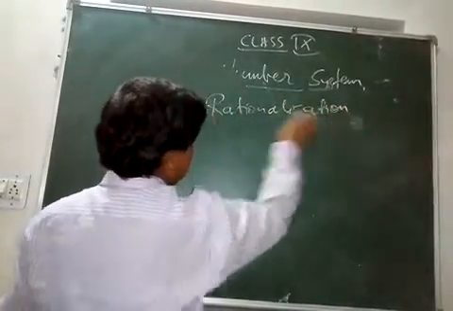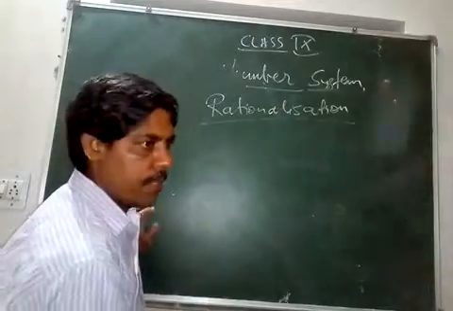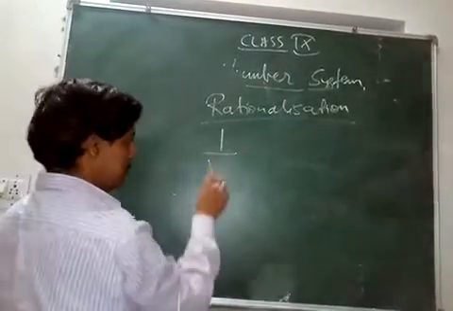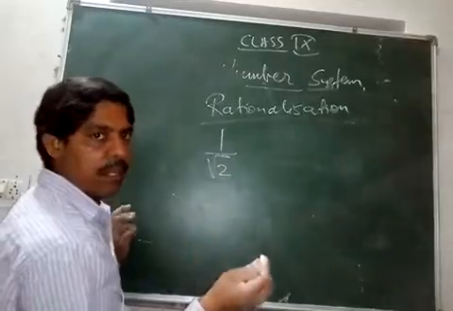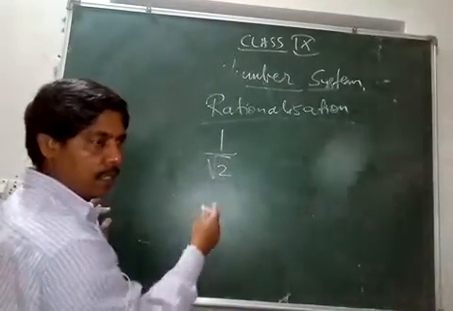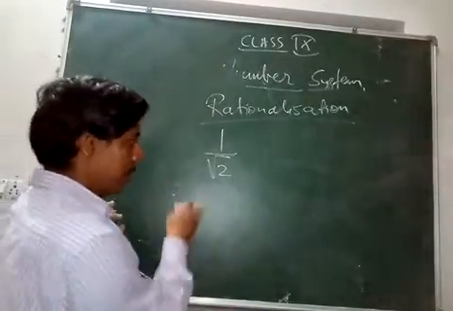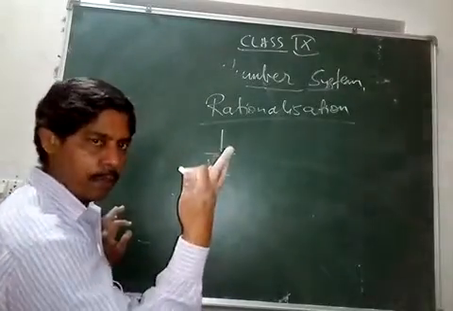In rationalization, the important part is that whatever irrational number is in the denominator, you have to bring it to the numerator. There are 3 parts: one is monomial, another is binomial, third one is trinomial. We'll study binomial and trinomial later on.